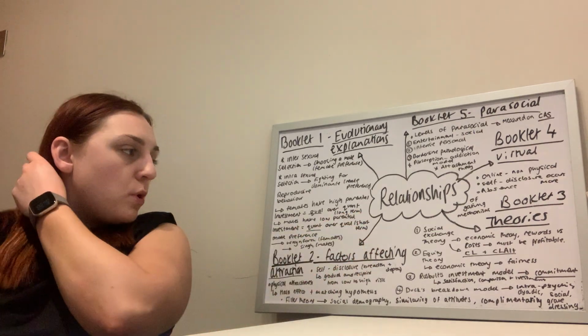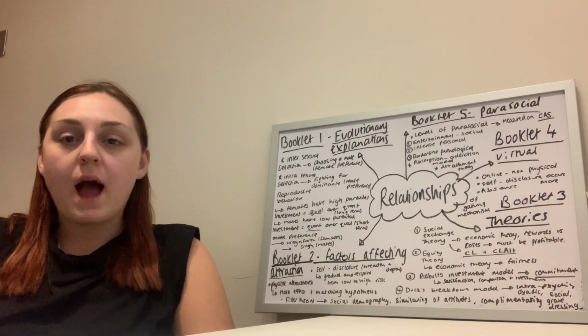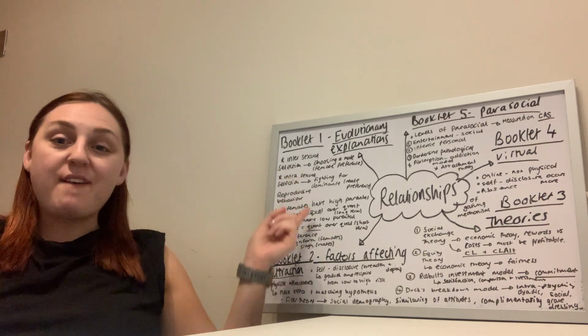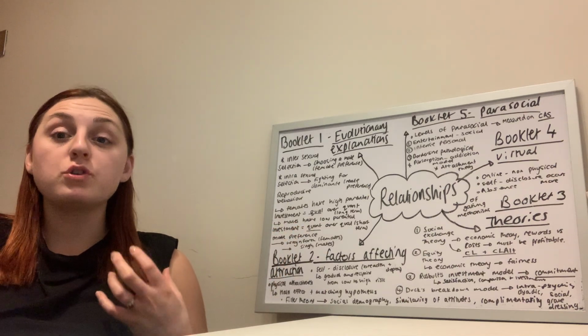As we move on to booklet 3, this is where we start to look at the how and the why relationships are formed. So we previously looked at evolutionary reasons why we would get into a relationship in terms of reproduction and children.